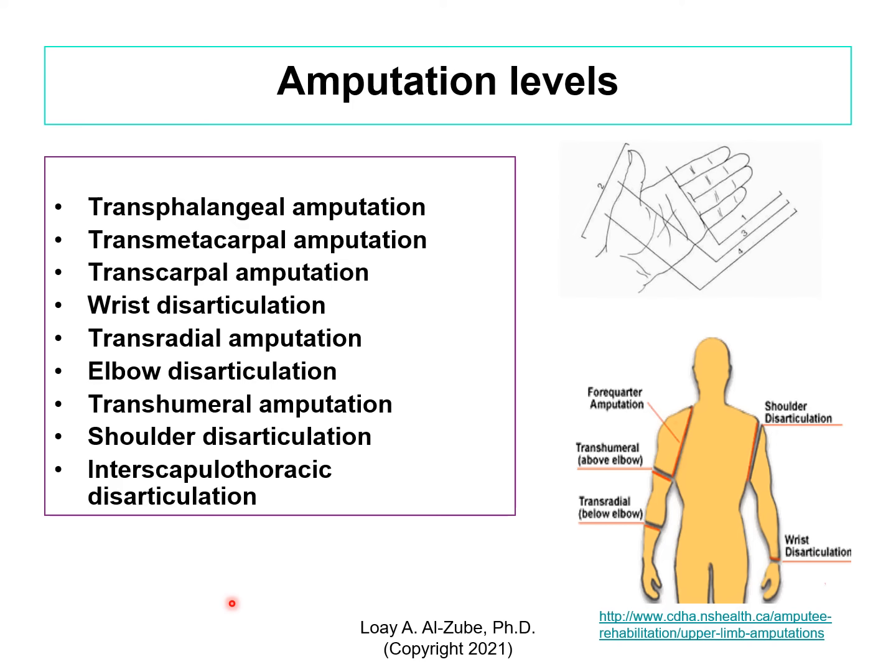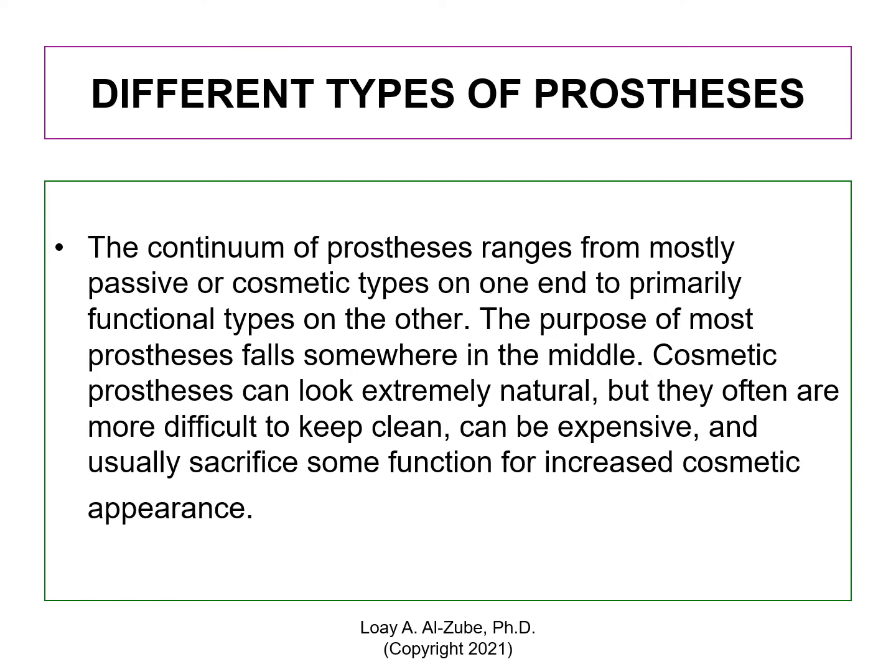We would like to have some residual limb to work with, right? So it's easier for us to work with transradial or transhumeral amputations because you have some muscles that you can work with. Different types of prostheses. We have a very wide spectrum, and they range from mostly passive or cosmetic, only just plastics, just as an appearance, to the other end. You have a functional prosthesis, so it's either just plastic as something to complete the body, or you have something that is functional. And most prostheses fall in the middle.